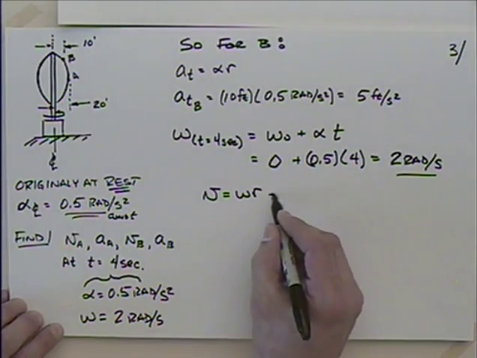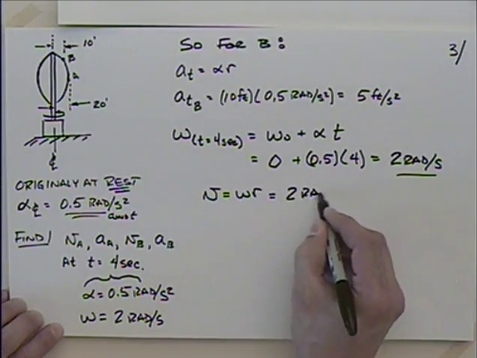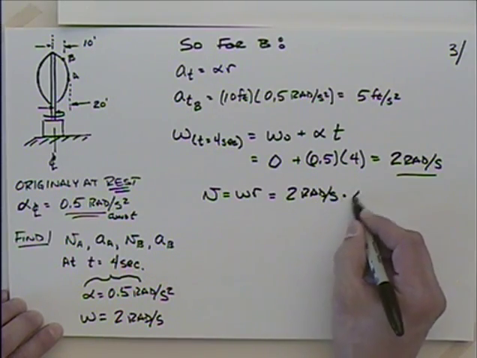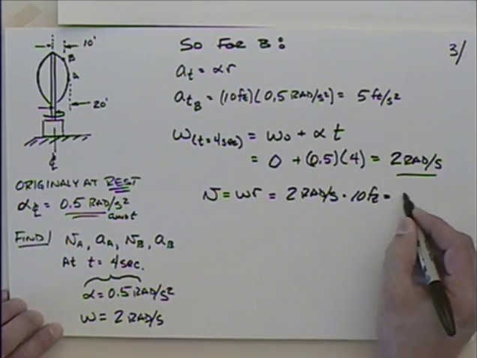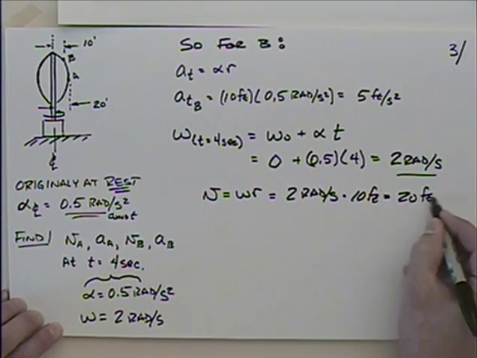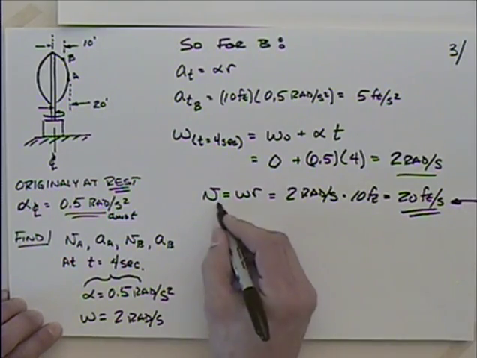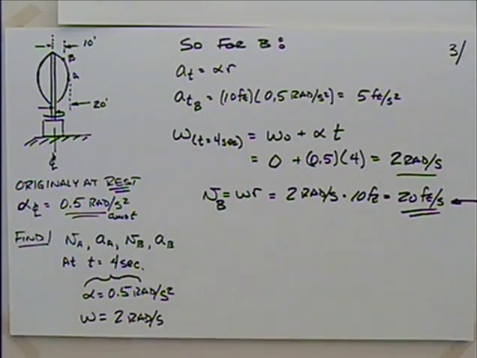So what do we have? We have 2 radians per second times 10 feet, which gives me 20 feet per second. Okay? So that's the velocity actually at b, isn't it? That's the velocity at b.